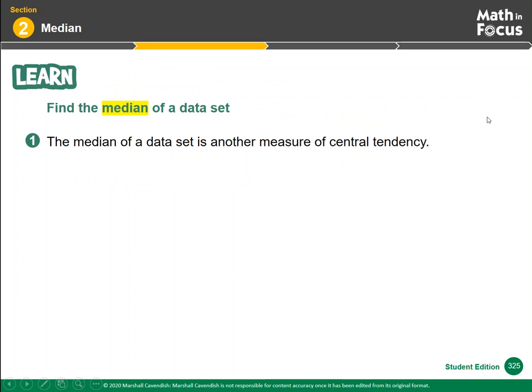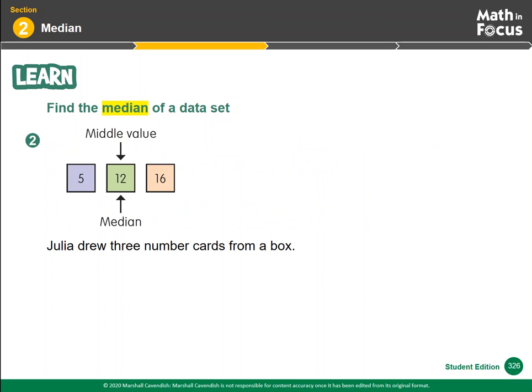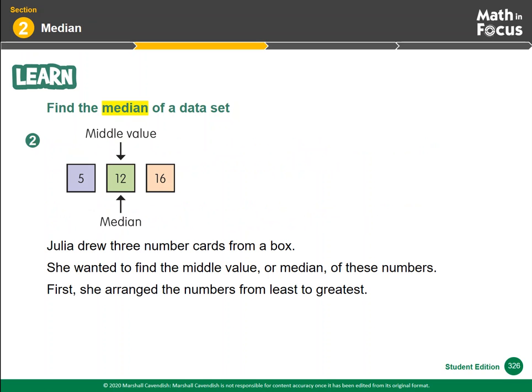Okay, so the median of a data set is another measure of central tendency. The median is the middle value of the set of data. So remember, a measure of central tendency is taking a whole data set and trying to narrow it down to one number that can represent that set. Okay, there are 2 ways to find the median depending on whether the data set has an odd or even number of values.